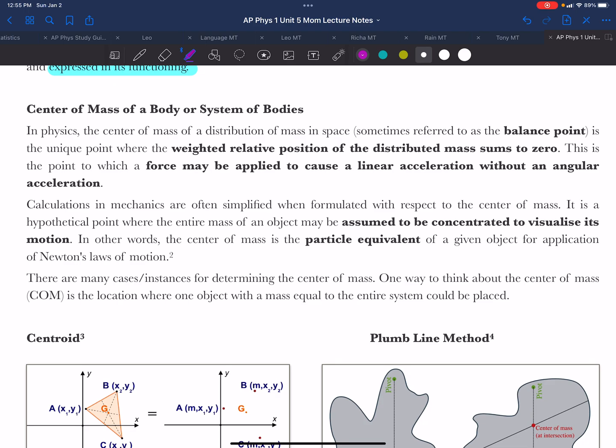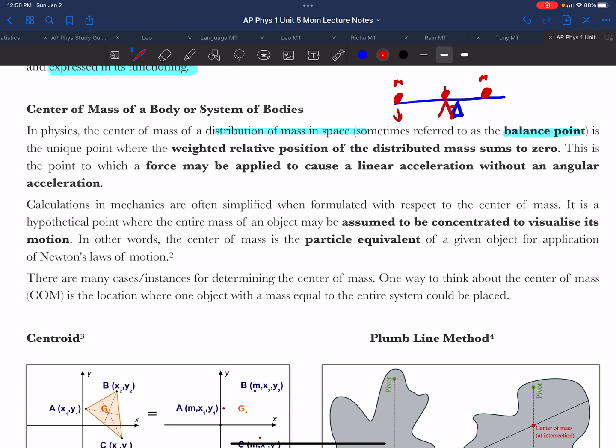So let's delve into this a little bit more technically here. The center of mass of a body or system of bodies, it's a distribution of mass in space, sometimes called the balance point. It is a unique point where the weighted relative position of the distributed mass sums to 0. The way to think about this is a balance beam. You could have an object here and an object here. If these were equal in mass, you might expect that this one would fall downward. But the center of mass would be located here. And if we moved this balancing point to that location, then the seesaw would be balanced.